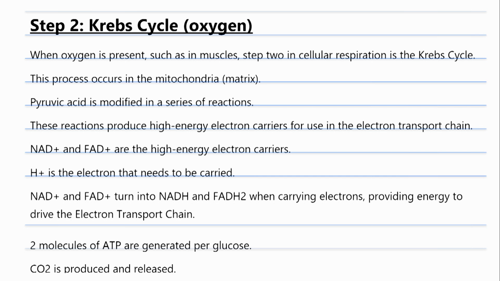Okay, so here's what's happening in the Krebs cycle. We use that pyruvic acid from the glucose, we modify it, and then we need these high energy electron carriers. And we're going to turn NAD plus and FAD plus into NADH and FADH2. I know this stuff is complicated, so just hang in there with me.